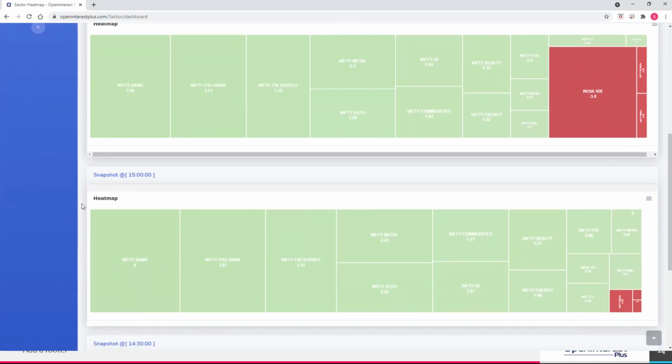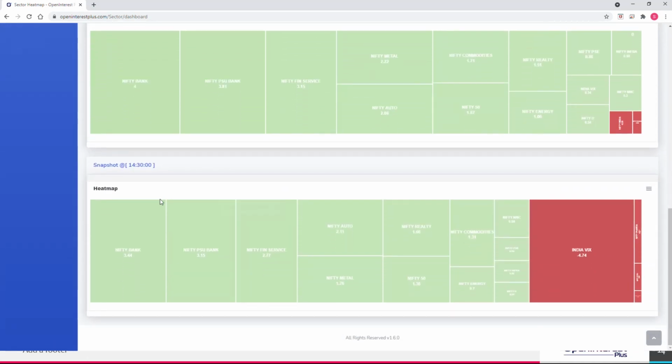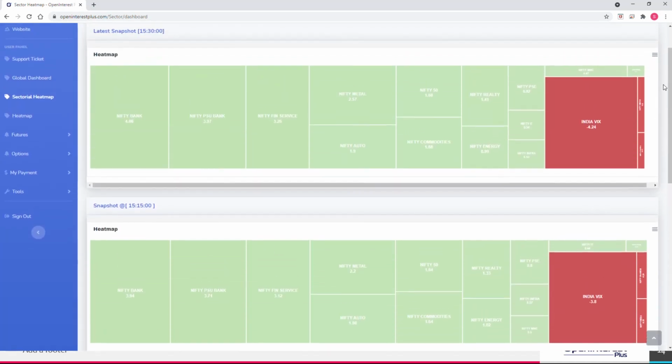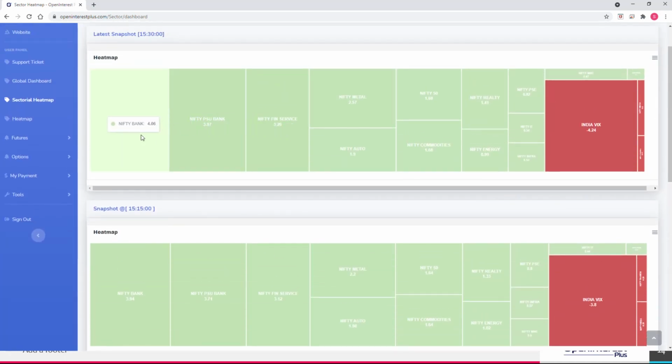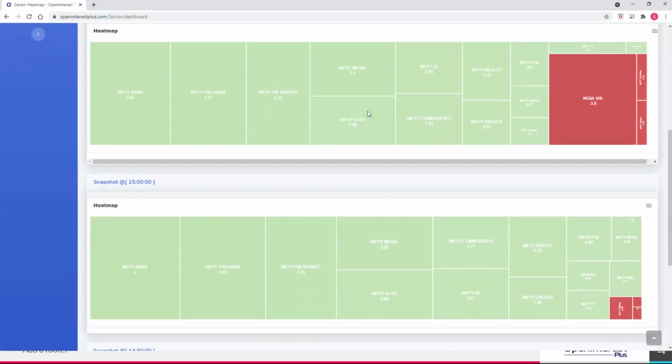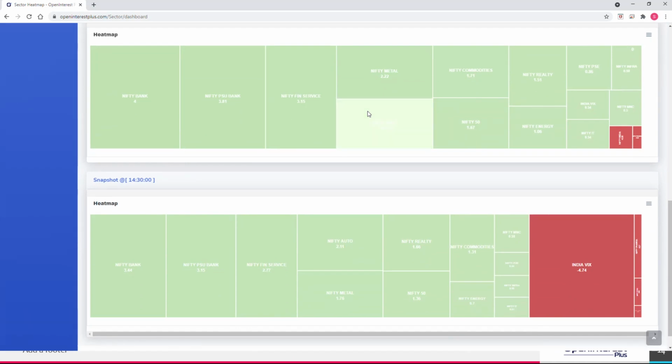the snapshot of how the sectors had performed at 3 o'clock. And if you go further down, this is the last, you have the snapshot of 2:30. So you can get a quick comparison. For example, at 2:30 Nifty Bank was at 3.44 percentage, and by close of market it was 4.06. Likewise, if you look at Nifty Metal, by close of market it was 2.57, and around 2:30, that is an hour before, it was at 1.76. So you can see the transition of how each sector moved in the last 1 hour.